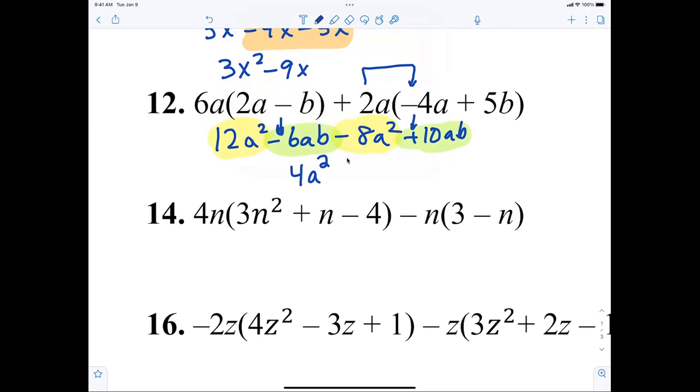Oh, 40. Yeah, come on, buddy. You see how it's easy to make a mistake, right? That's why you gotta go slow and be careful. Go slow and be careful. Multiply numbers. Add exponents.